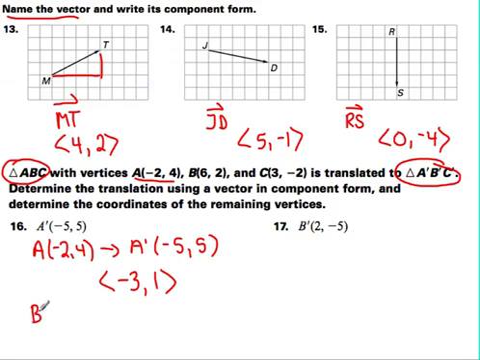Now I have to find the other points. So that's B prime and C prime. So let's do this, just the x coordinates first. It looks like I'm going to subtract 3 from the x coordinates. So 6 minus 3 is 3. For C, we have 3 minus 3, which is 0. Let's do the y's. The y's, we're going to add 1 to them. So that's 2 plus 1 is 3. And -2 plus 1 is -1. Kind of a sweet deal. Not too tough. Just remember that this represents your x movement. You're changing your x direction. This represents your change in your y direction.